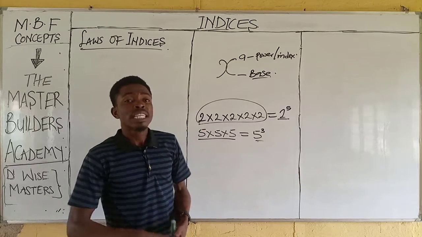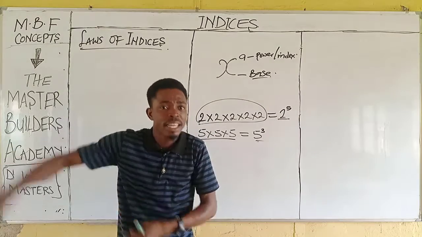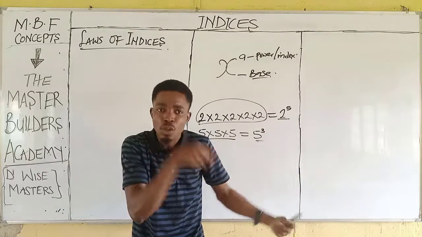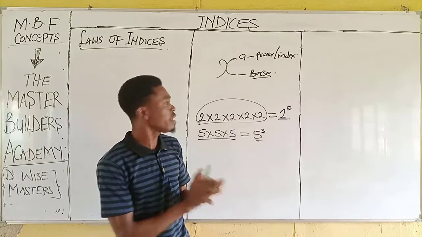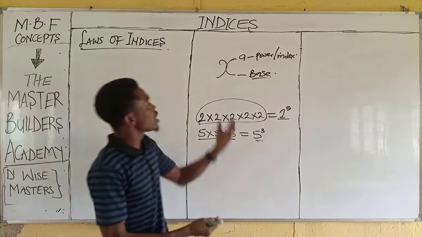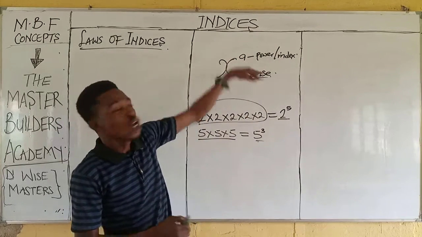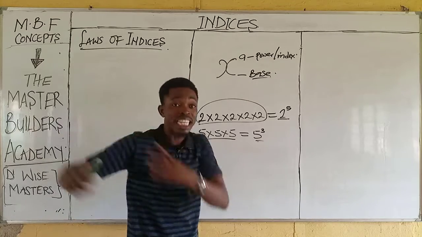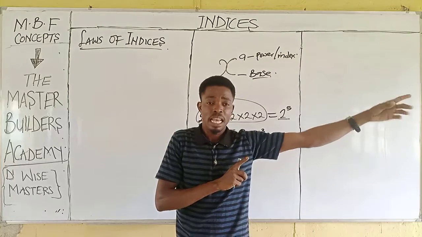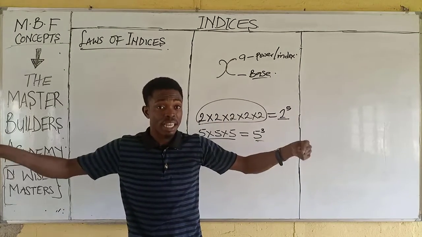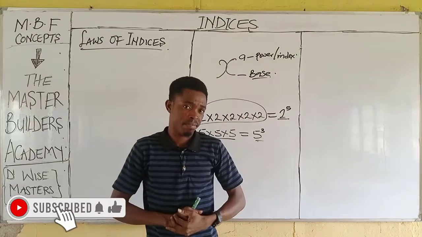Now listen, also, the power of any base is what determines the number of times that particular base will multiply itself. I will come again. Now listen carefully. What determines the number of times the base multiplies itself is dependent on the power. So if this power here is 2, it therefore means that the base will multiply itself 2 times. Similarly, if the power is 8, it therefore means that the base will multiply itself 8 times.